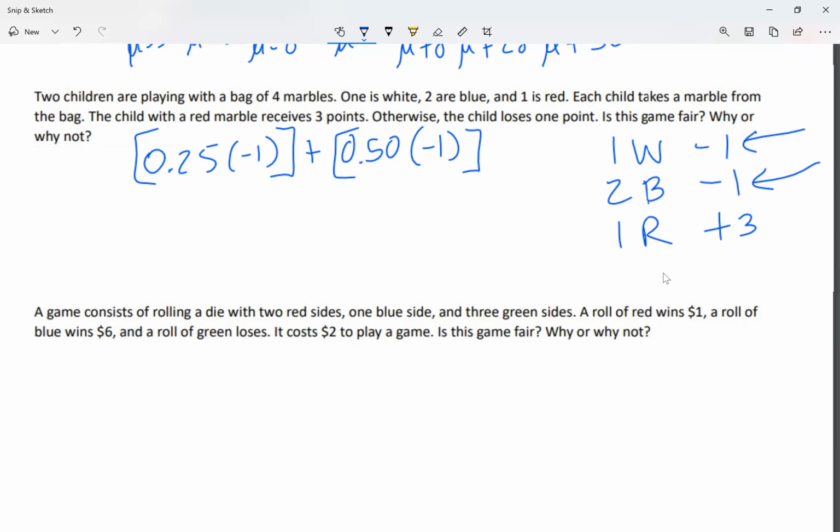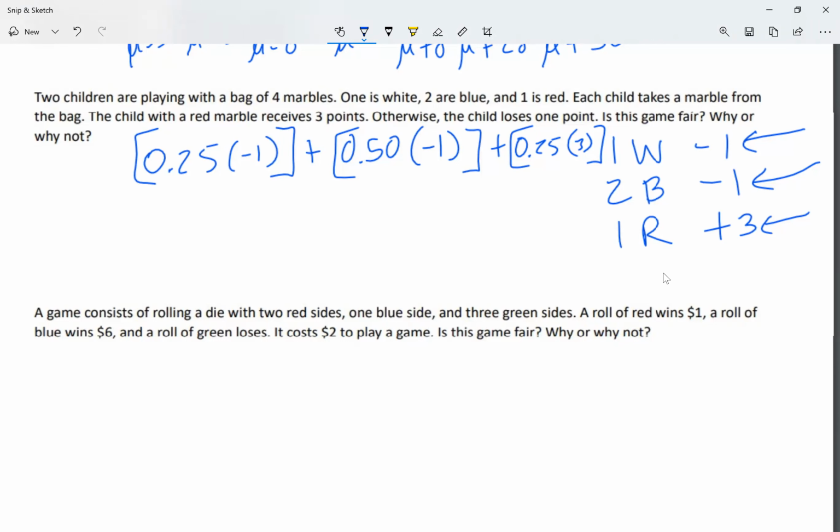Now, what's the probability of getting a red? 0.25, right? Let me multiply this by +3. And the reason why I multiply by +3 is because the child gets 3 points if he gets a red. All right. Now, let me figure out each of these multiplications.